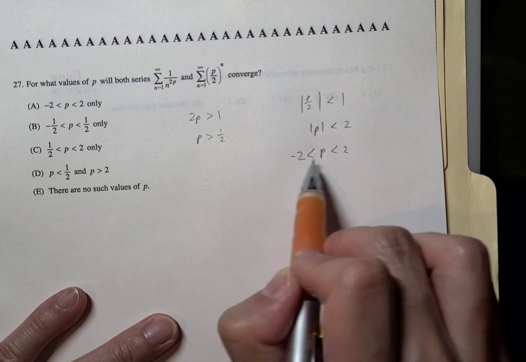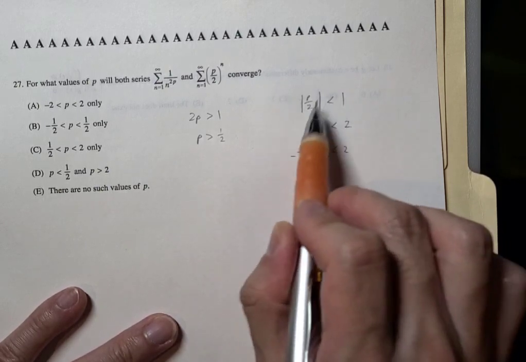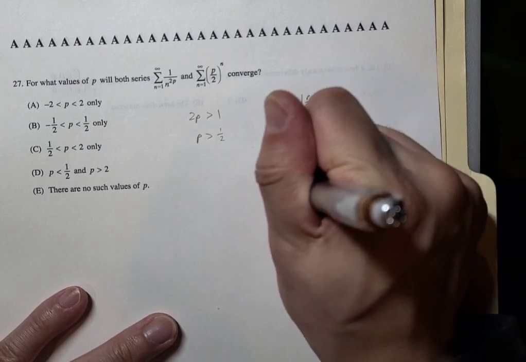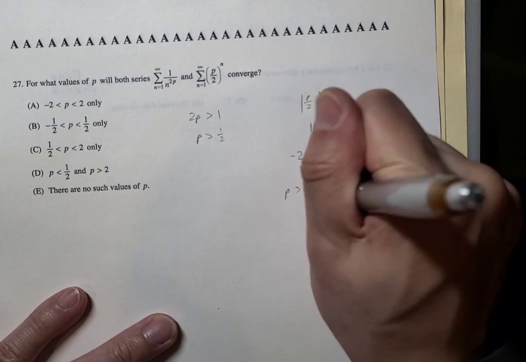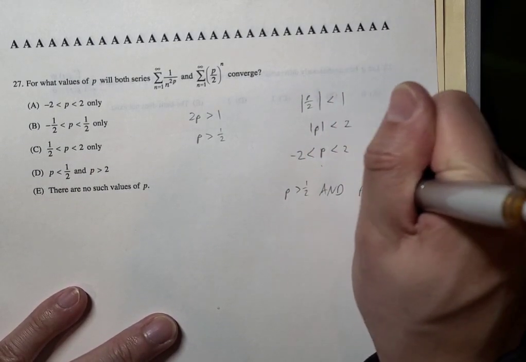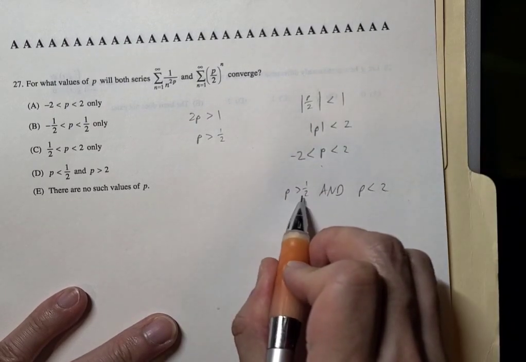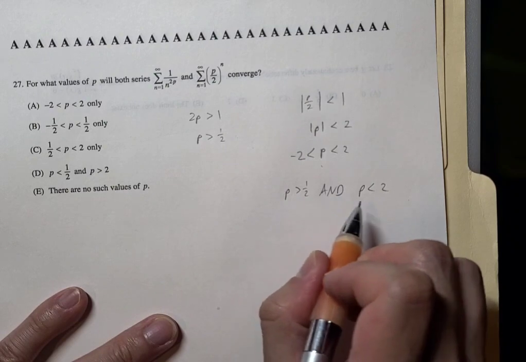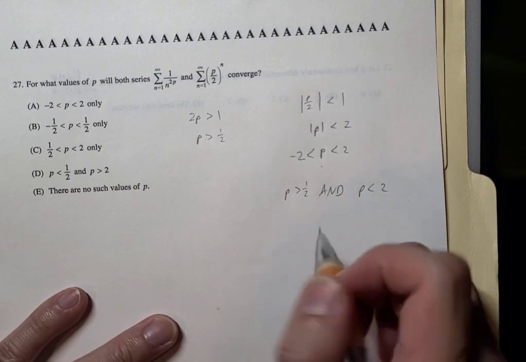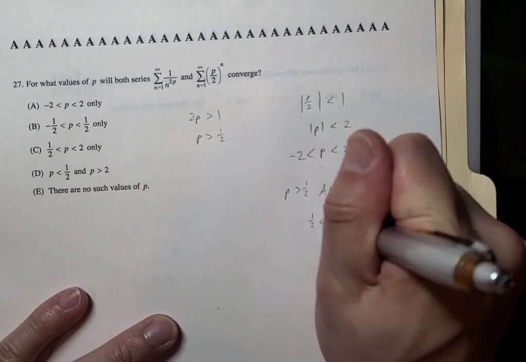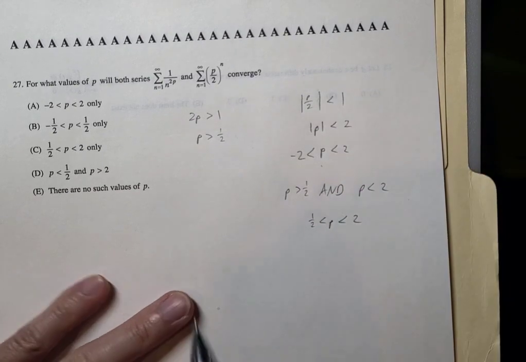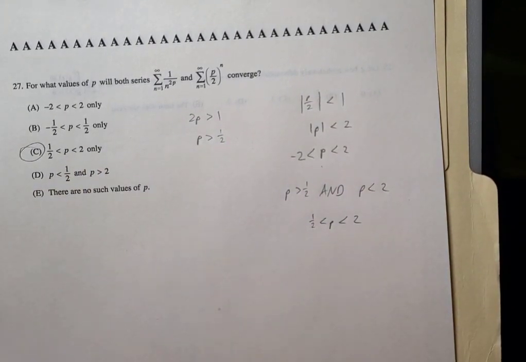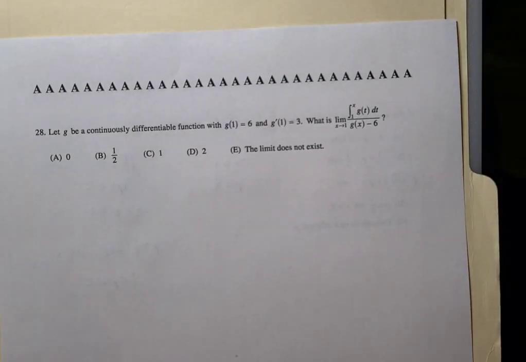There are some values of p that are less than half that work for this geometric series, but not for the p series. So it has to be p is greater than half and p less than 2, because this p greater than half dominates this p greater than negative 2. Okay, so this has to be true, or we can write it as half less than p less than 2. That is C. Okay, so we solved that one, and the last one over here.